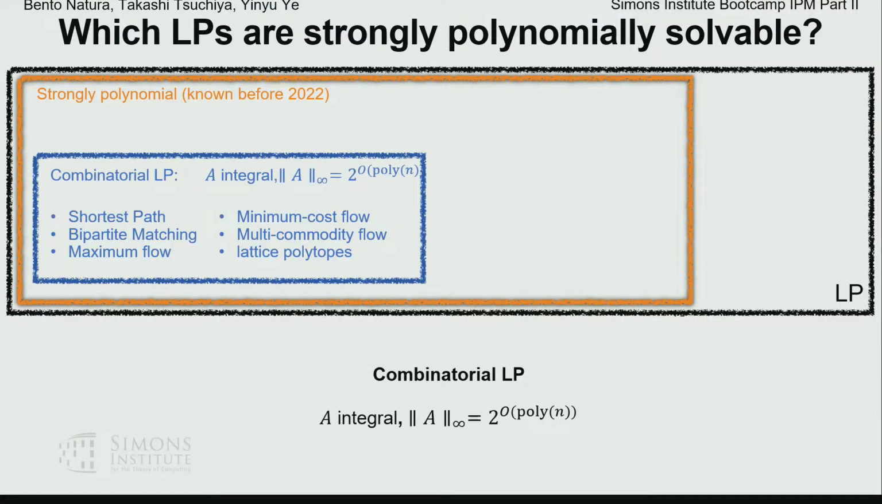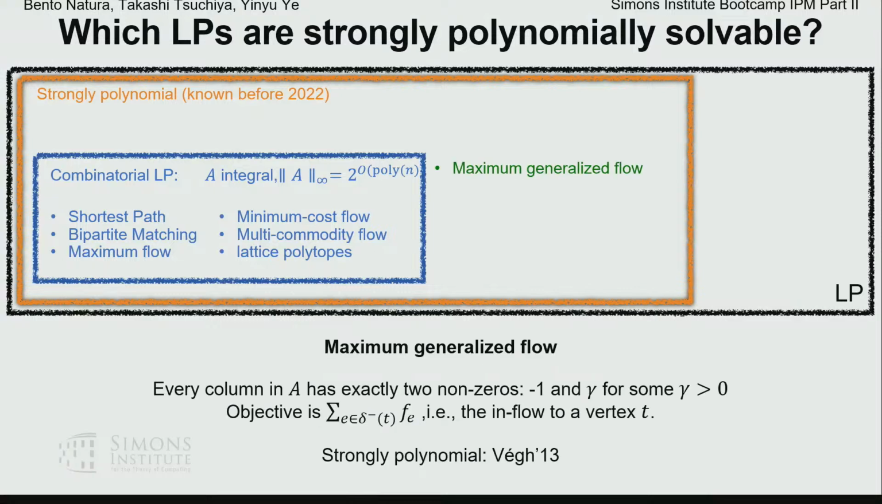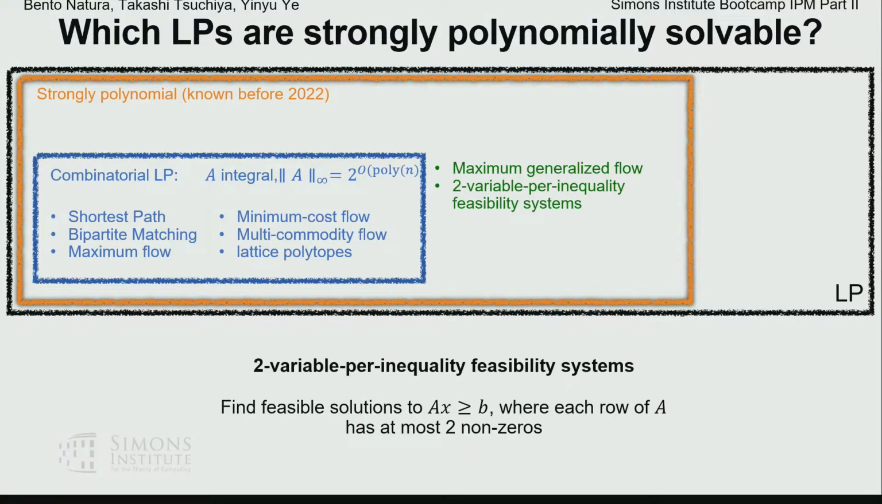Of course, for combinatorial LP, you can prove the condition number is bounded by 2 to the polynomial; then you take a log and it becomes polynomial in log. This is the condition number. Maximum generalized flow, I think this was proved by Rich 13. Two variable feasible systems, I think this was eventually proved by Megiddo. Again, some of them are non-IPM; they are not based on interior point methods.